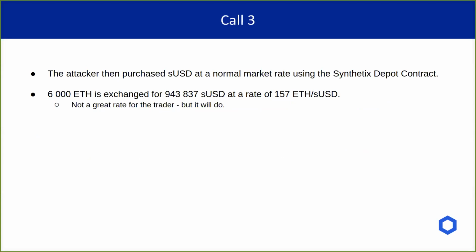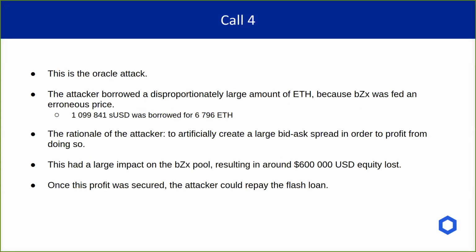So call four, this is where the Oracle attack was executed. The attacker can now borrow a disproportionately large amount of ETH because BZX is fed an erroneous price from these on-chain oracles. So in the end, 1,099,000 SUSD is borrowed for 6,796 ETH. All the attacker is really doing is creating a very large bid-ask spread and profiting from doing so.